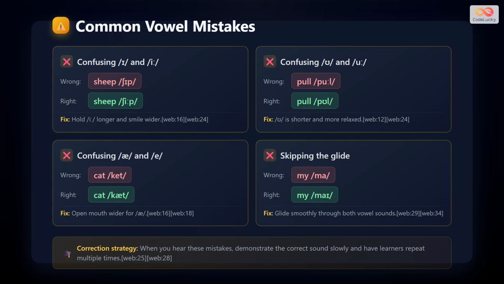The third mistake is confusing the short A with the short E, for example, saying cat like ket. Remember to open your mouth much wider for the short A. The fourth mistake is skipping the glide in diphthongs. For example, saying my like ma instead of my. Remember, always move your mouth smoothly through both vowel positions. When you hear these mistakes, model the correct sound slowly and have your learners repeat many times.